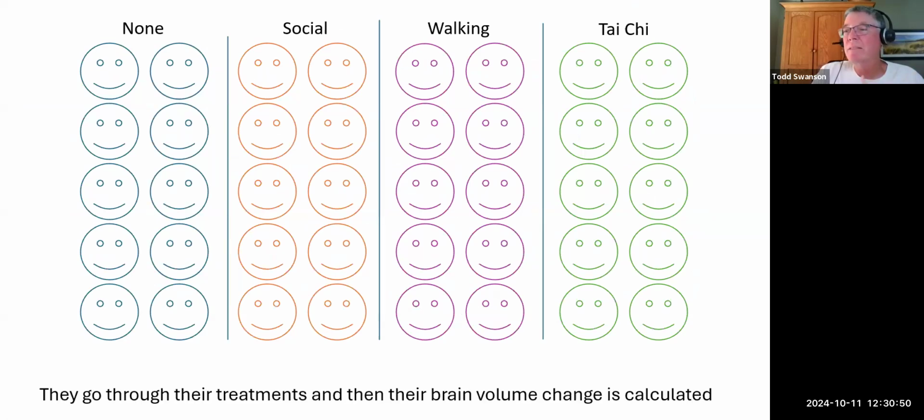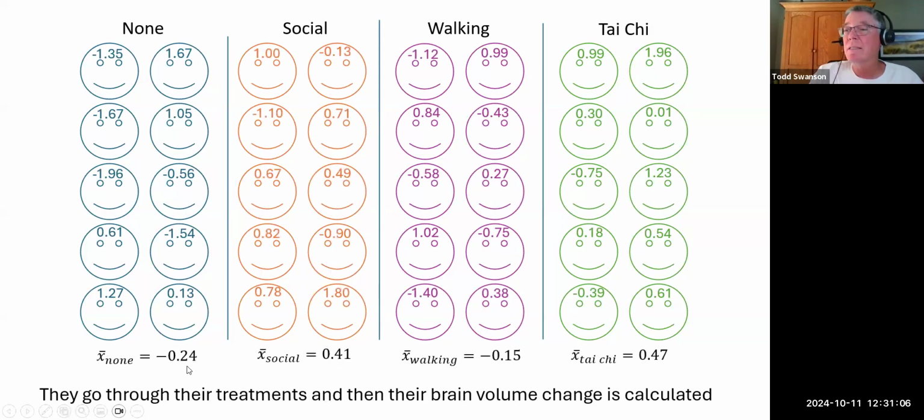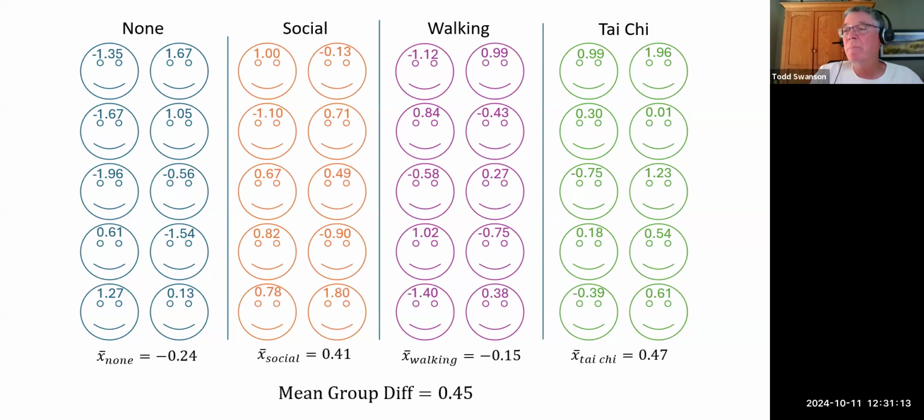Then they go through that process. They go through their treatments, whatever it is. Their brain volume is calculated at the beginning, it's calculated at the end, and then that response is that brain volume change. So they all get a number in their brains there, tattooed. So that's getting the statistic. We first calculate the 4 different means, and then get that mean group diff statistic from that. So that's that randomized process.